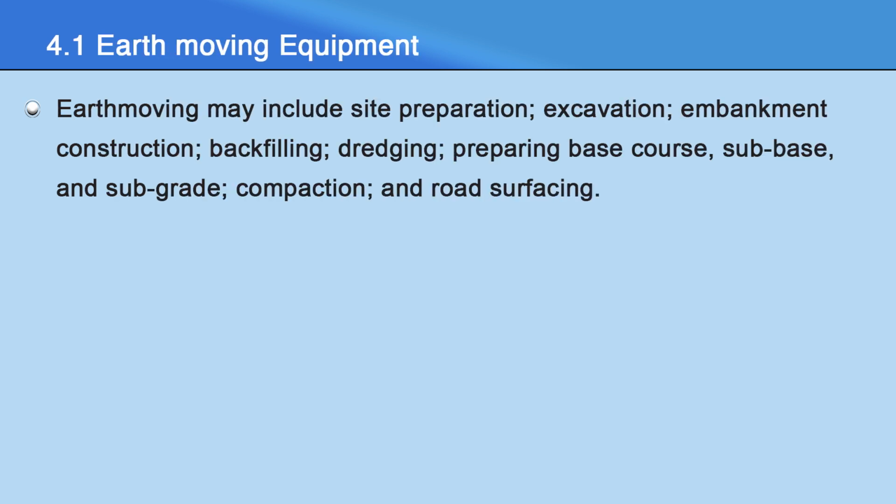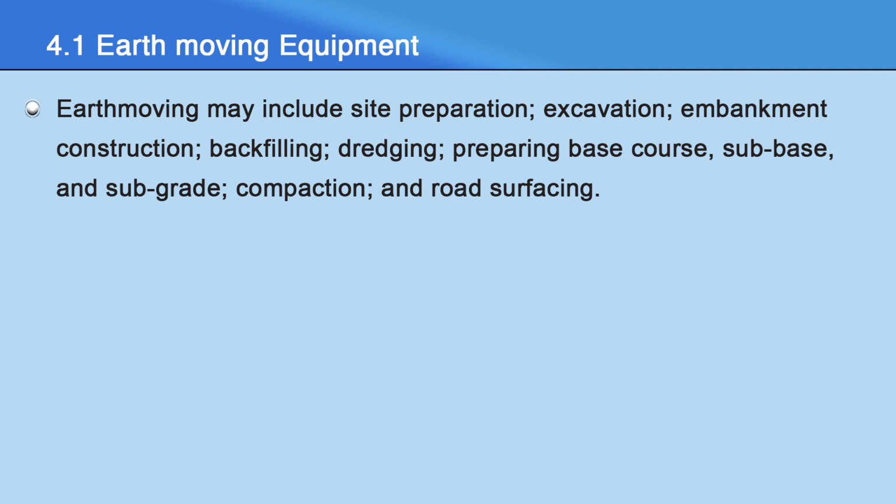Earth moving may include site preparation, excavation, embankment construction, backfilling, dredging, preparing base course, sub-base and subgrade, compaction and road surfacing. For earth moving operations, material is placed in two categories, rock and soil, which is common earth. The equipments under this are broadly classified in three categories.